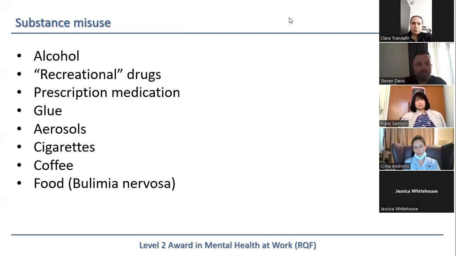When we look at different types of substances, we're looking at obviously alcohol, recreational drugs, so things like cannabis or legal or now illegal highs, prescription medication, so pain relief, opioids and things like that, glue, solvent-based stuff, aerosols, cigarettes, coffee, and food. So food can be seen as a substance misuse because it's an item that we can control our body with. So we can either overeat or we can be purging, which causes bulimia.